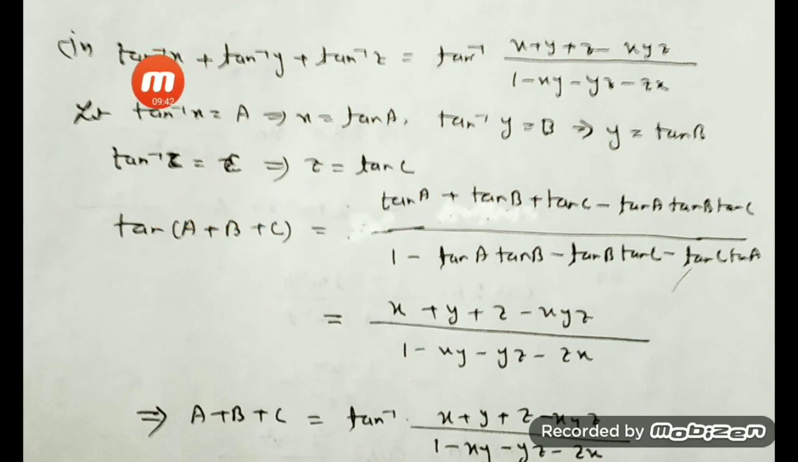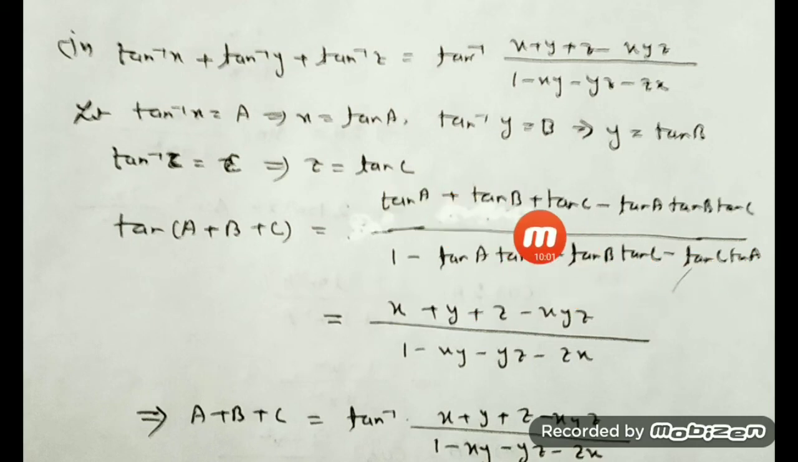So this is C. Which formula we have to apply? A plus B plus C. Tan, bring to this side. So you have to use the formula of tan of A plus B plus C. What is the formula of tan of A plus B plus C? Tan A plus tan B plus tan C minus tan A tan B tan C, whole thing divided by 1 minus tan A tan B minus tan B tan C minus tan C tan A.